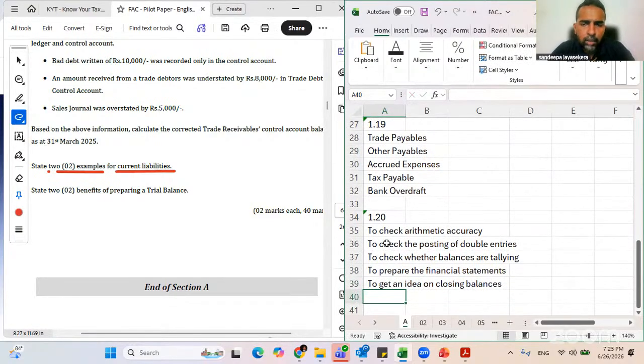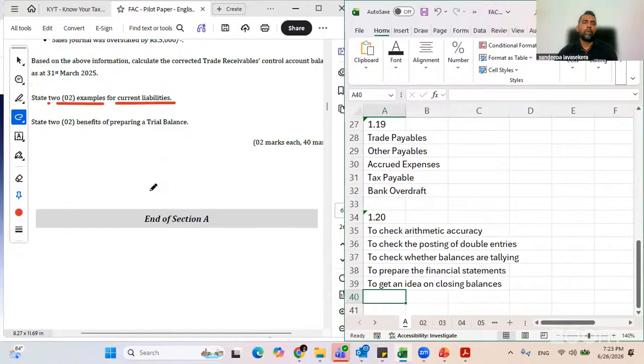Right. So you can check the arithmetic accuracy, so you can check whether the trial balance is getting balanced. Are there any mistakes? You can check the double entry posting, whether it is okay, whether the balances are tallying, and you can use it to prepare the financials to get an idea on the closing balances. Right. Okay.